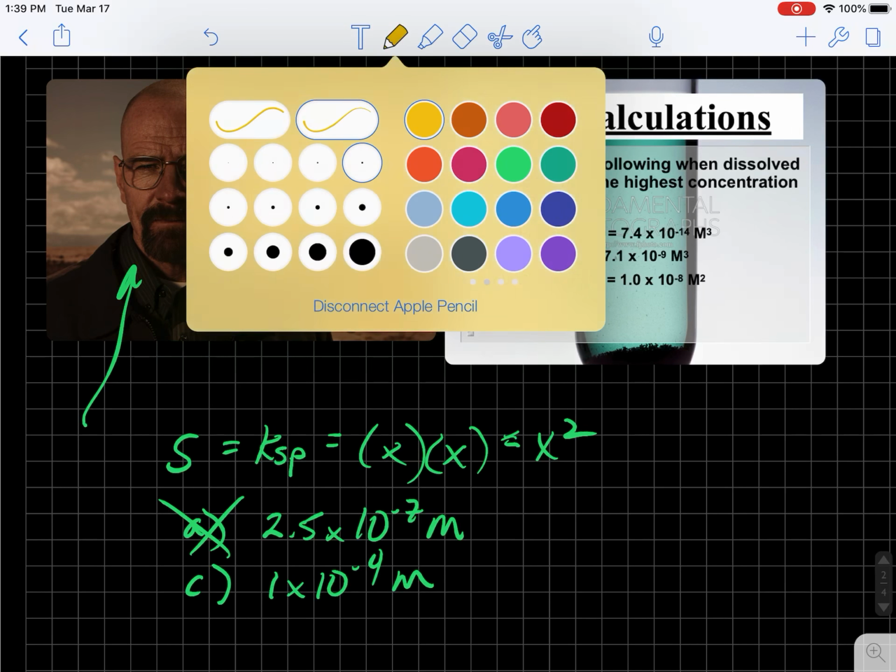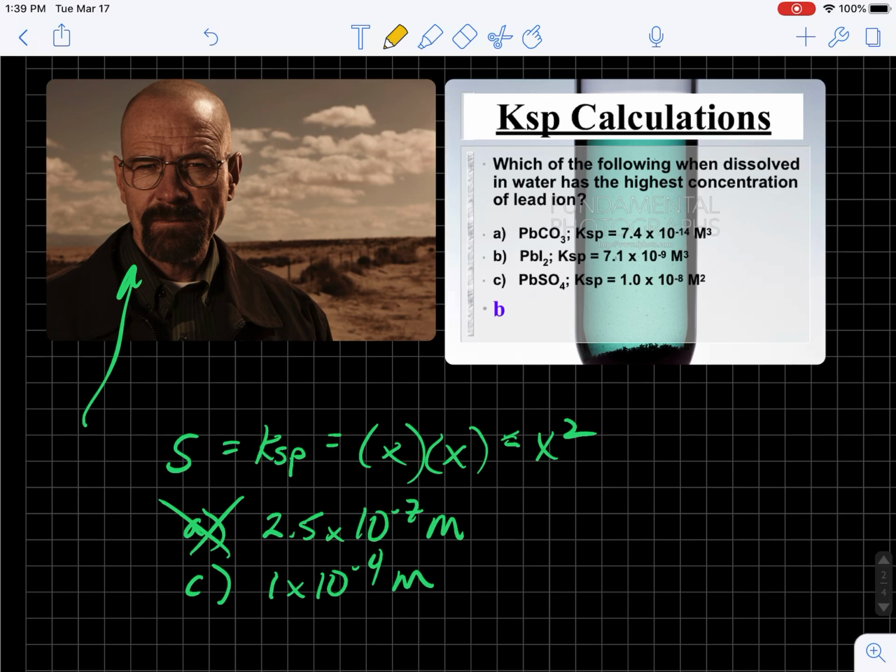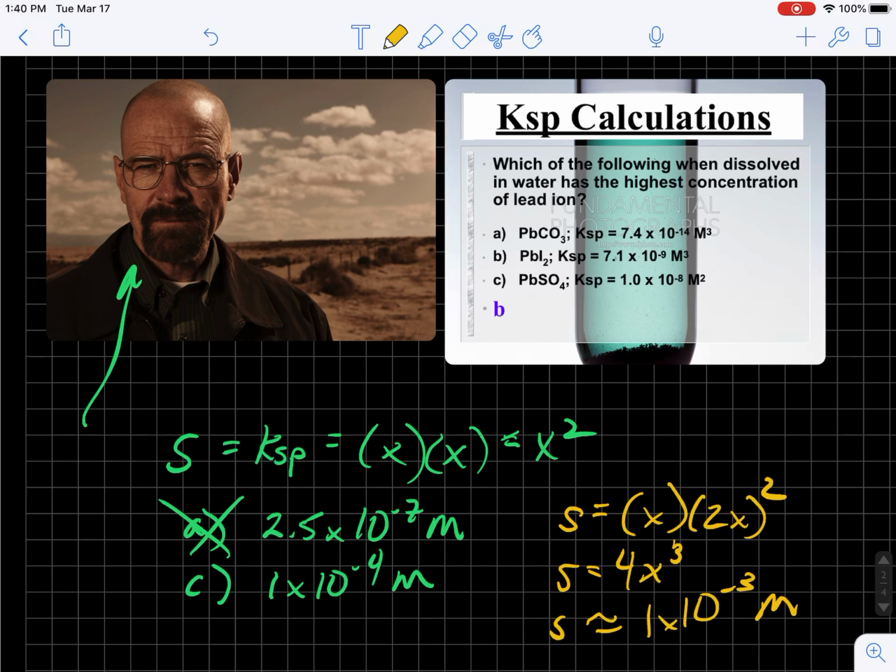So answer B is in the format of lead times iodide squared. So the solubility is going to be x times 2x quantity squared. So the solubility is equal to 4x cubed. And at this point, I don't even have to worry about dividing by 4. But if I did it, I get approximately 2 times 10 to the minus 9, and then I take the cube root of that. Going to be approximately 1 times 10 to the minus 3. So I'm going to select answer B.